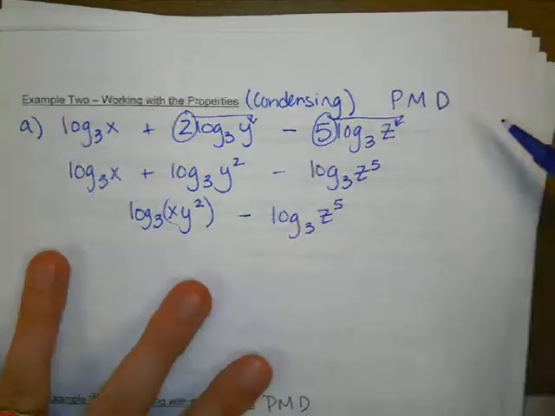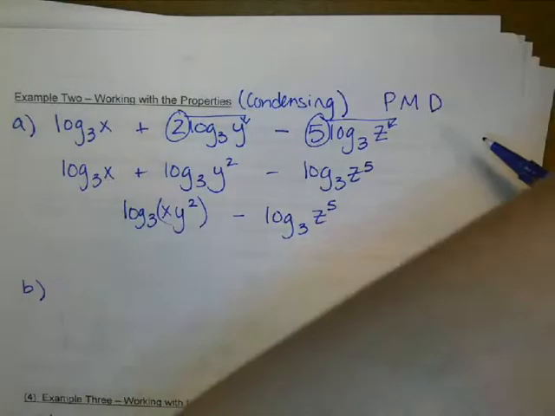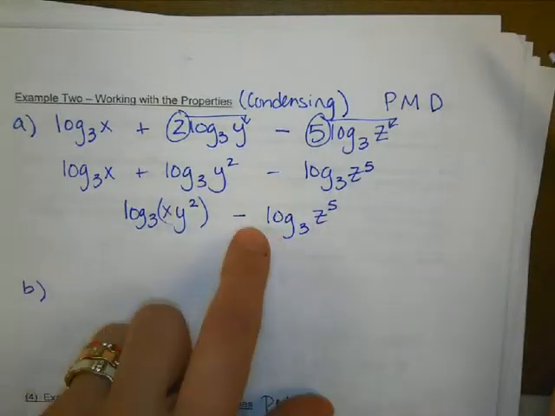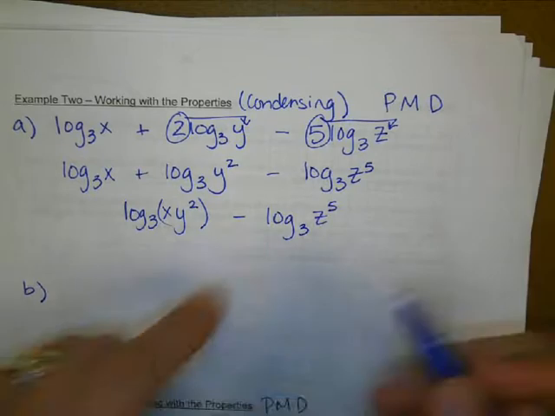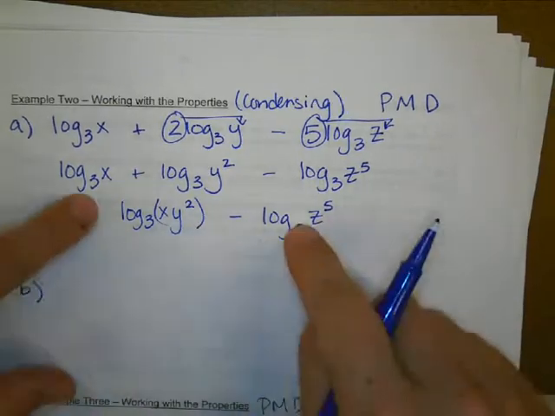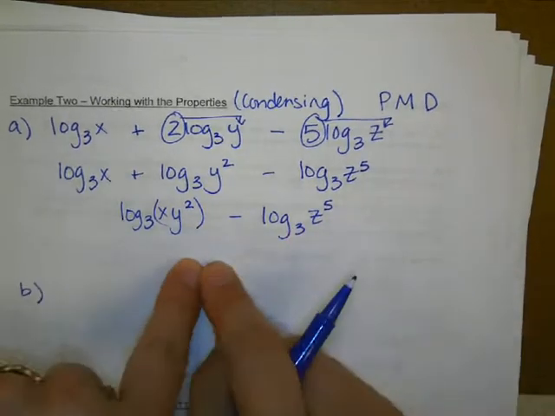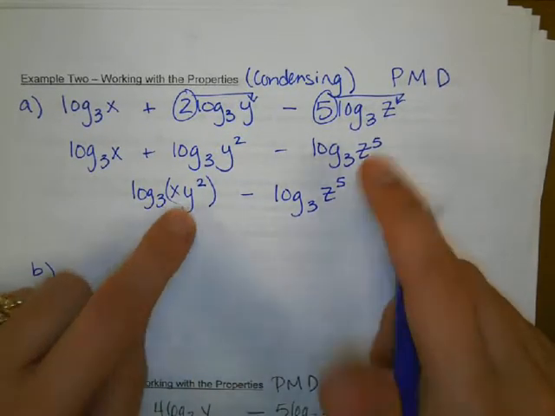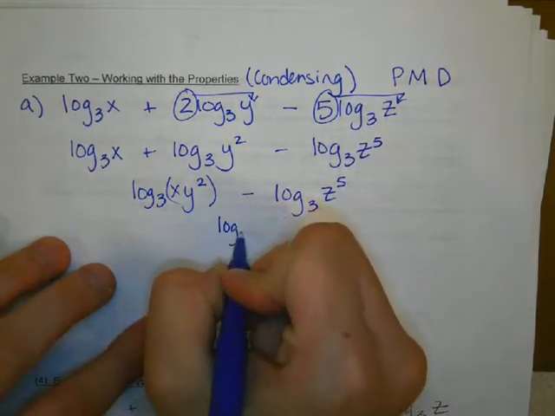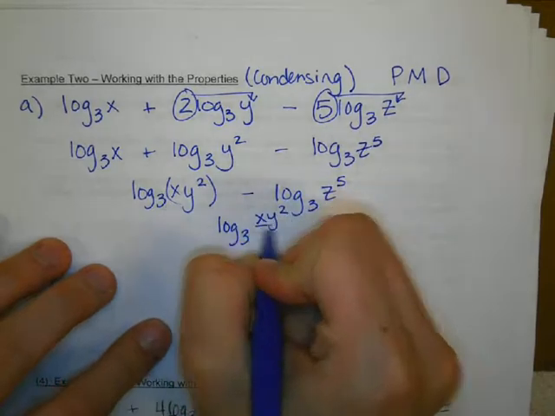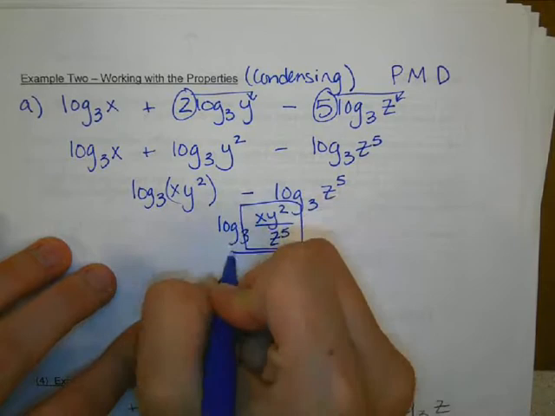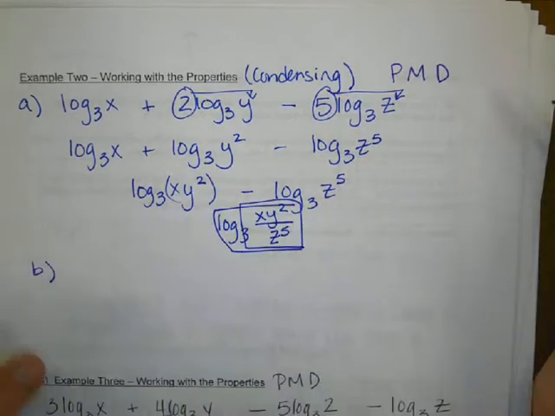And then the last thing you look for is division. I know something's being divided when there's a subtraction occurring. So in order to condense this one final step into one argument, this will end up being divided by this argument. So we have log base 3 of x y squared divided by z to the 5th. And so that's your final answer.